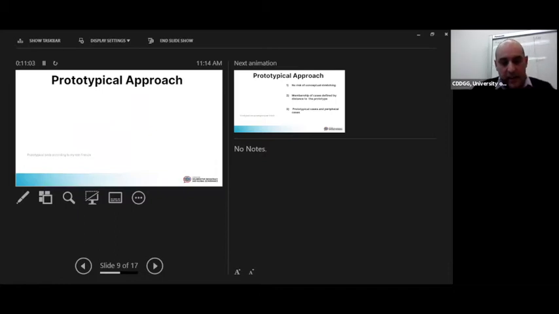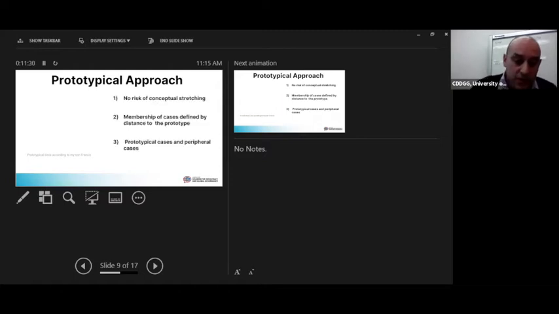So how to resolve this analytical issue of concept stretching that appears in all the existing approaches to classifying democratic innovation? Here I'm proposing a prototypical approach, considering Eleanor Rosch's idea of prototype theory and George Lakoff's idea of radial categorization. Both approaches are also rooted in Wittgenstein's idea of family resemblance. As argued here, this approach avoids the risk of conceptual stretching, because membership of cases is defined by the distance to a prototype, to a central case. And also we can distinguish what is a prototype and what are peripheral cases.